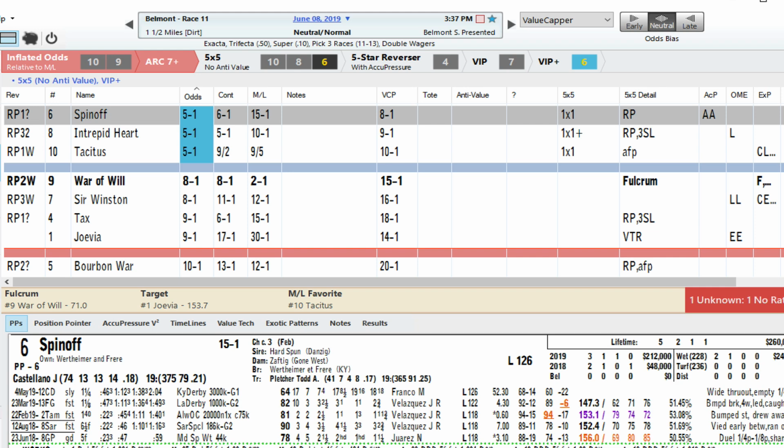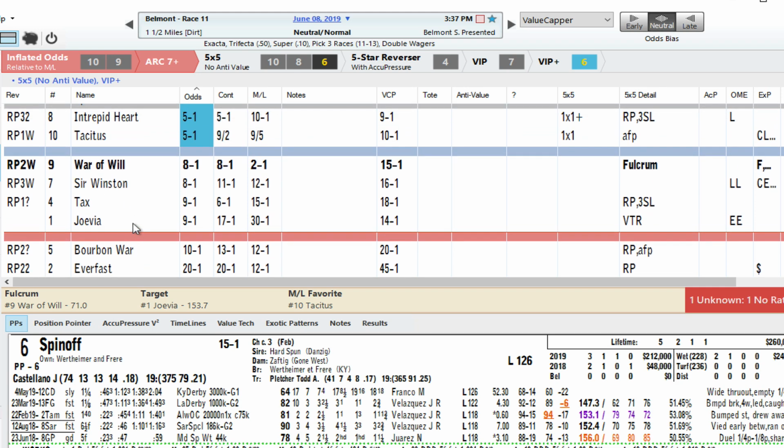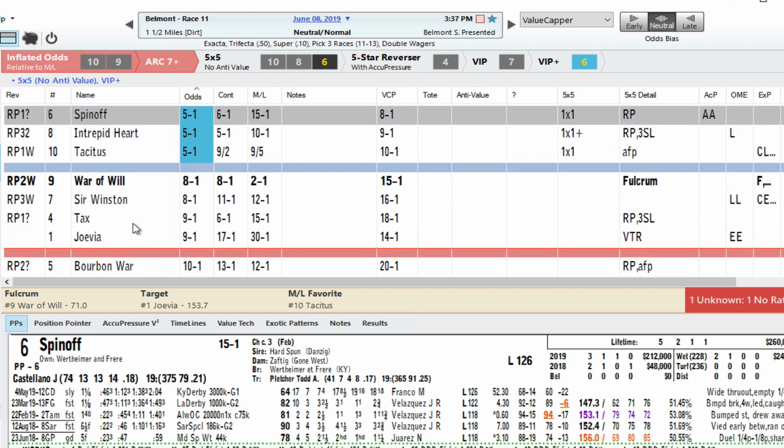And again, Sir Winston's going to be in my exotics. And now, if one of these other closers get in there, Bourbon War, or the Japanese horse called Master Fencer, even Everfast, well, then I'm going to lose my exotic. It's just that simple. It's another horse race, albeit a fantastic one. So that's my look at the Belmont Stakes.